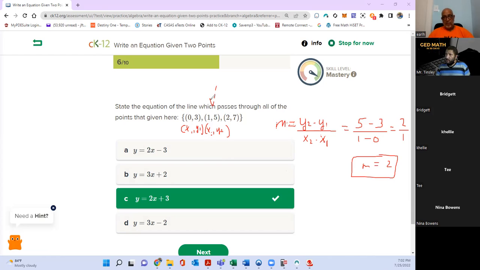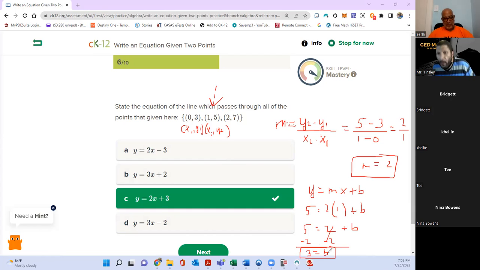I'm going to use this second point. Y equals mx plus b. My y is 5. My slope is 2. My x is 1 plus b. 5 equals 2 plus b. In order to get b by itself, I need to subtract 2 from both sides. 5 minus 2 is 3. Bring down my equal. The 2's cancel. Bring down my b. My y-intercept is 3.